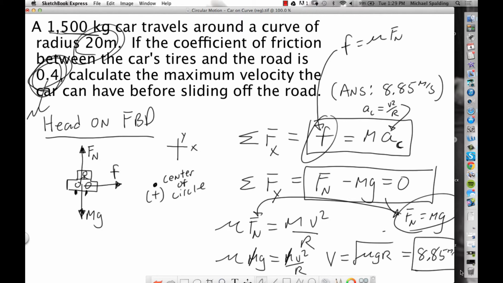Do you guys follow this? So friction points to the center. It's the centripetal force. So it's equal to mv squared over r. Friction is mu times normal force. So you plug that in. So it's a good problem. Any questions on this?